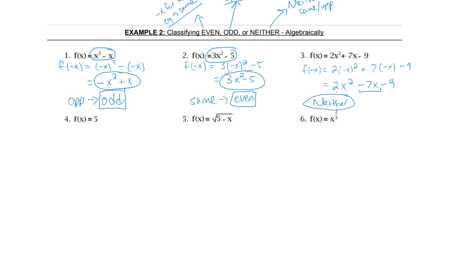The next one, you're just going to get 5. You can't substitute it in, so they are the same. So it is even.